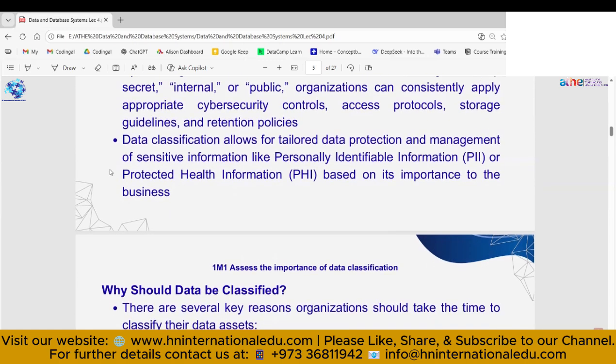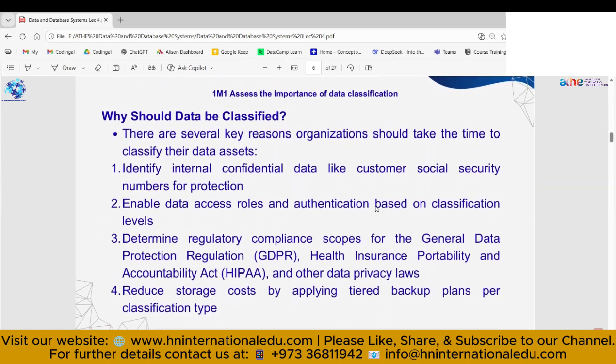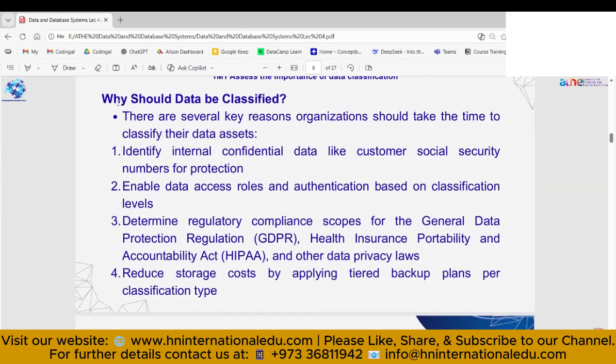So these are all examples of data classification. The question arises, why should data be classified? Why should we classify data?